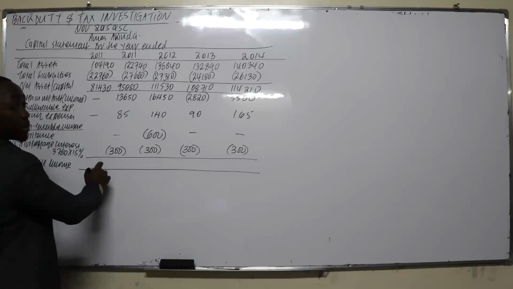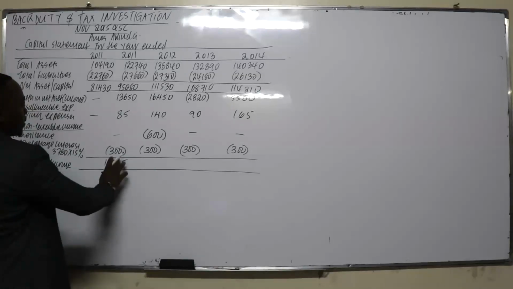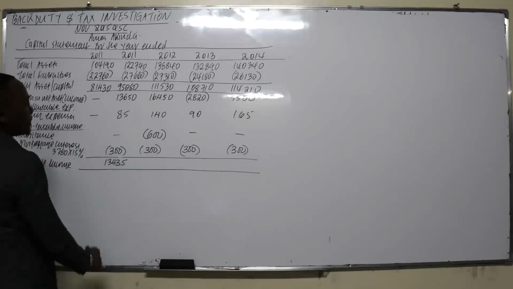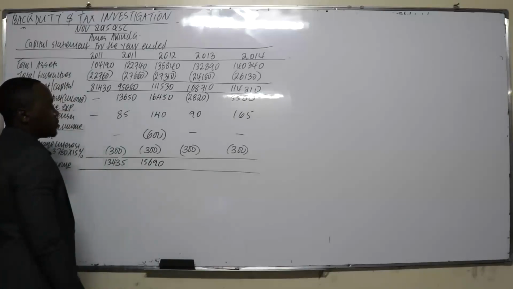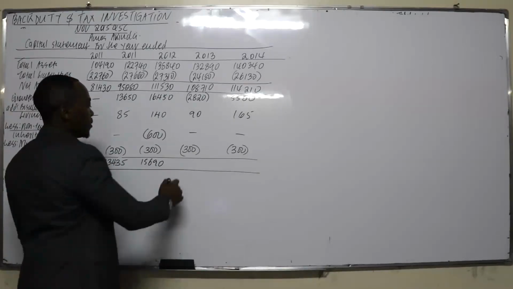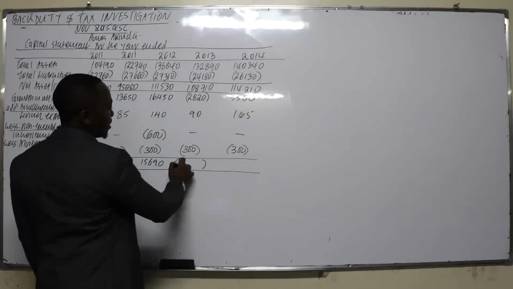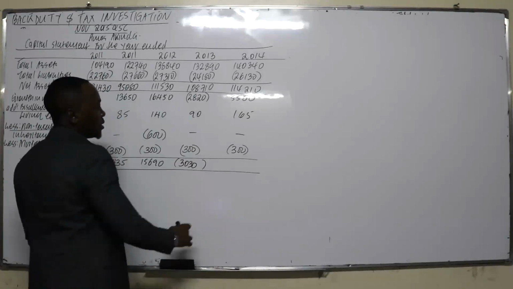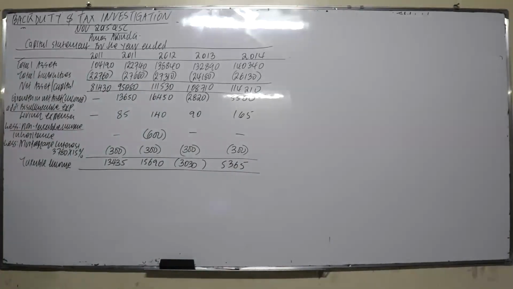This one is 13,485. 435. 15,690. And that's how we determine that. So you can look at that for 1 minute.